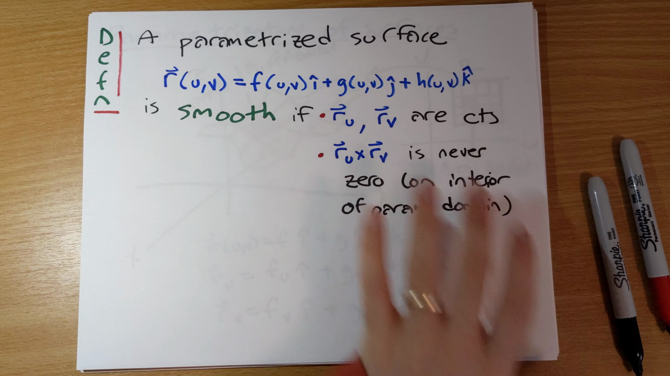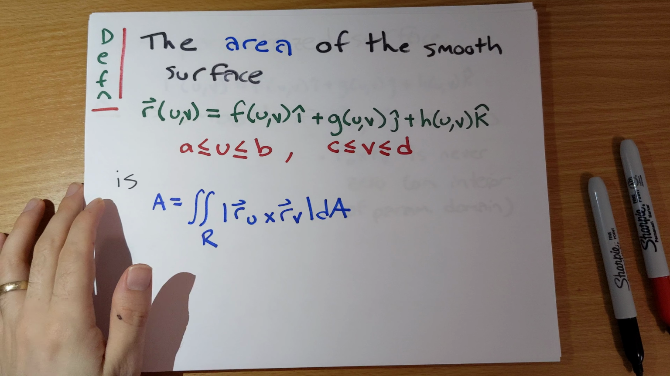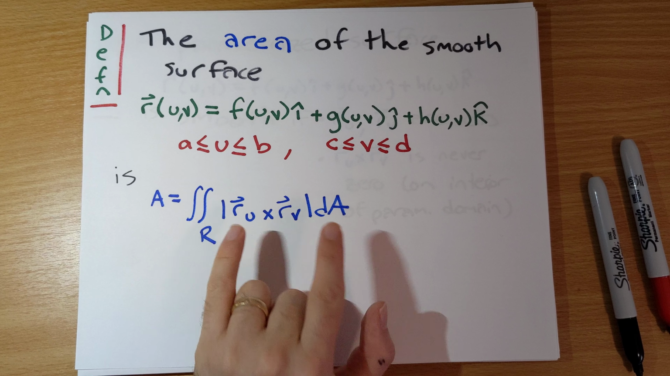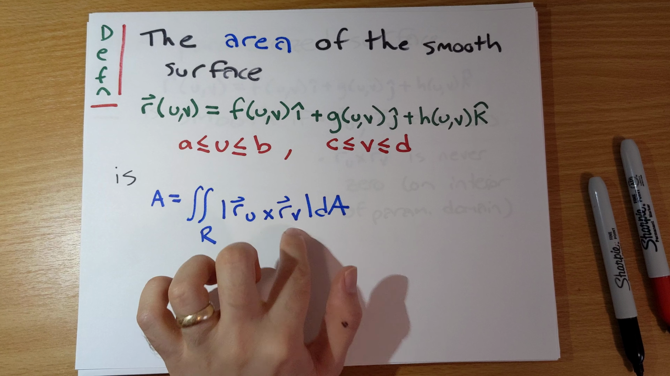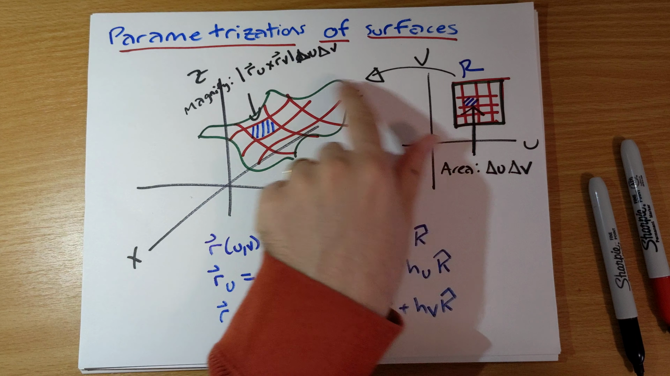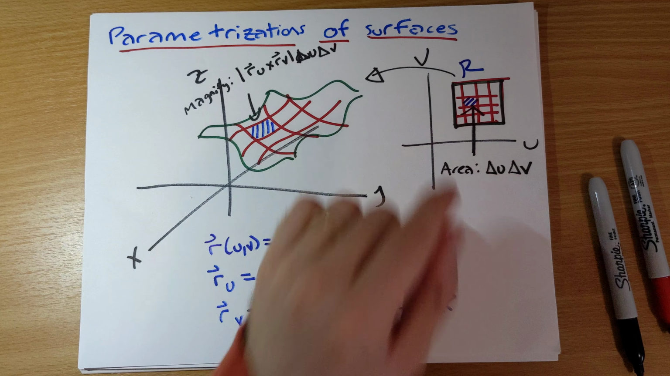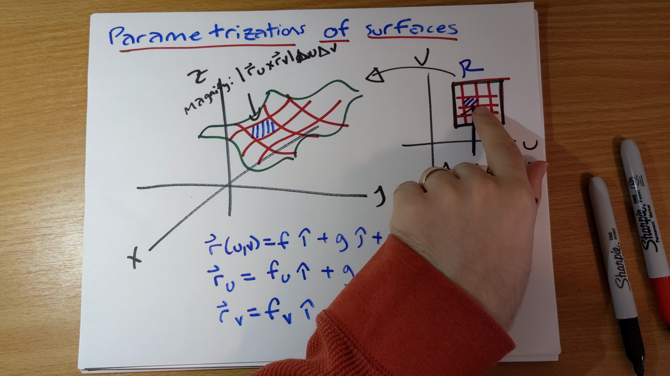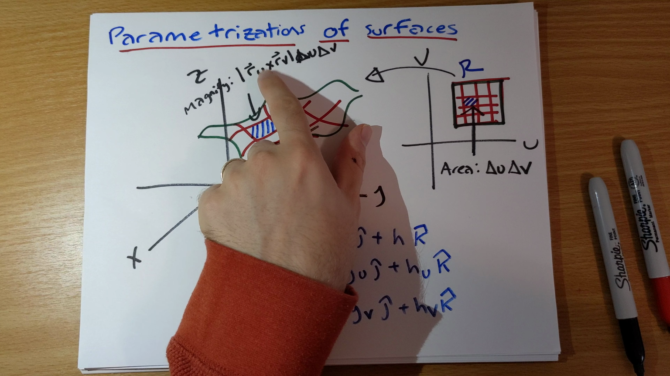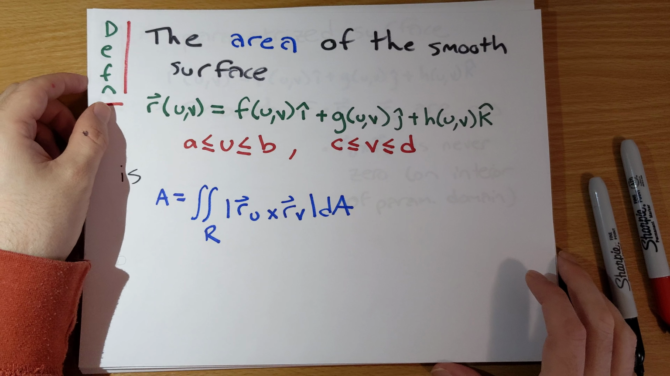So if we meet all of this, then here's our formula for surface area: you integrate the magnitude of R sub U cross R sub V dA. This makes sense if you accept me saying that the scaling factor here is the magnitude of R sub U cross R sub V, because normally we'd just be integrating 1 here to find area. Here we insert the scaling factor, and this gives us area.